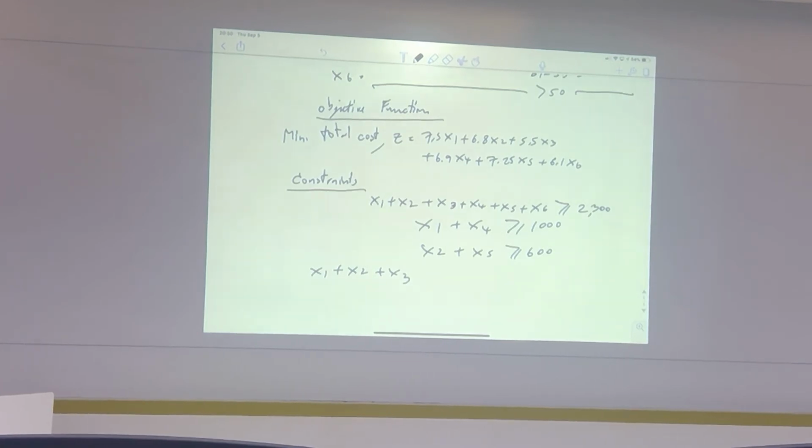And at least 15%. So it means 15% of what? Of the total. So that's why we have greater or equal to 0.15 of x1 plus x2 plus x3 plus x4 plus x5 plus x6. So this is the number of persons surveyed that live in a state bordering Mexico, at least 15% of the total.